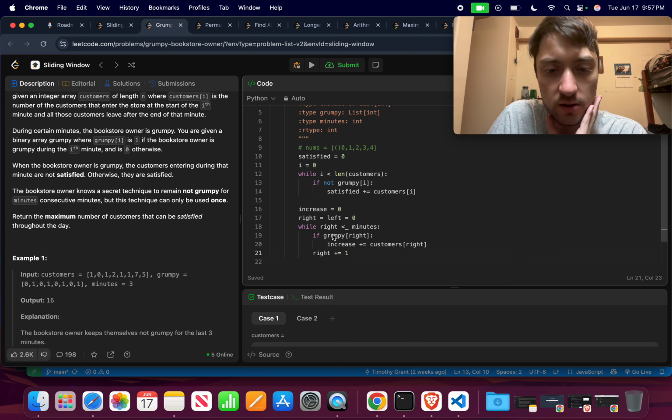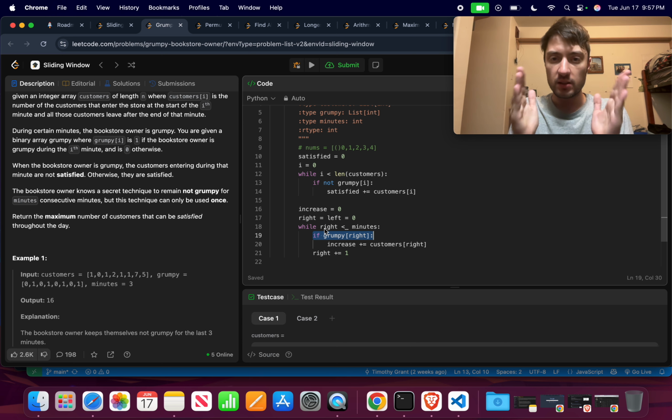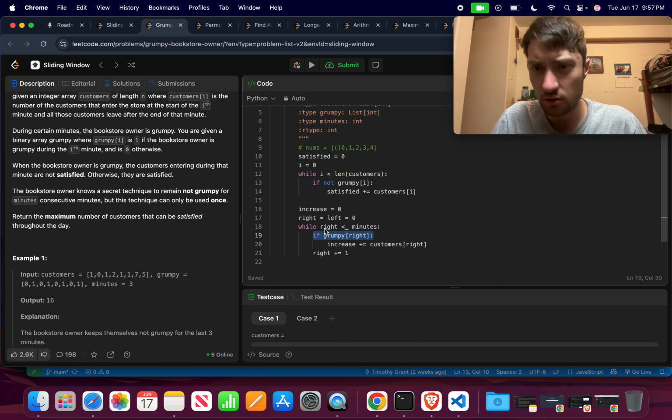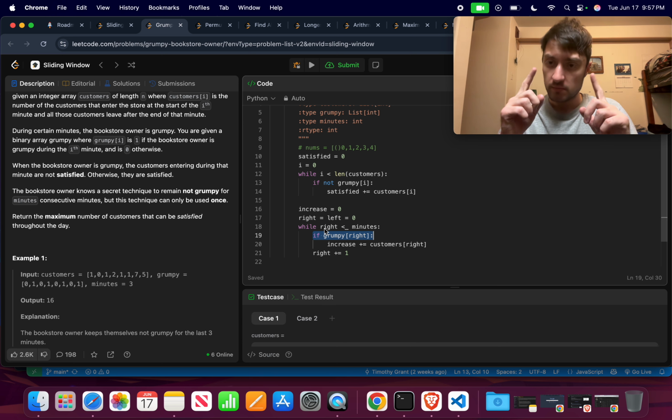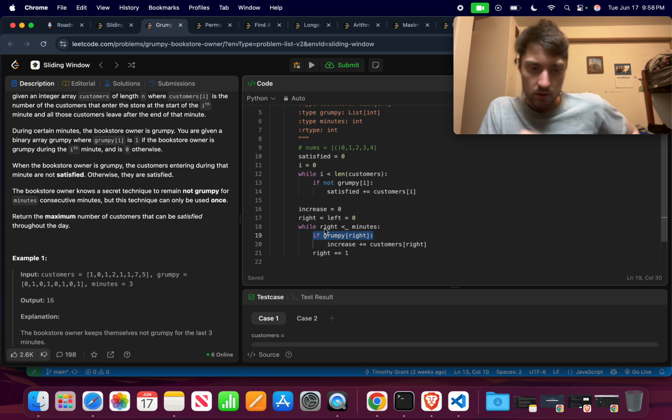Okay, so let's go through this. Why did I do it? If he is grumpy, so this is the window, it means he's able to control his anger. If he already wasn't grumpy, that's not going to lead to an increase. But if he is grumpy, that was previously a 0, he got 0 satisfied customers. But now if he is grumpy and he uses it within this window, that's a satisfied customer. That's an increase.